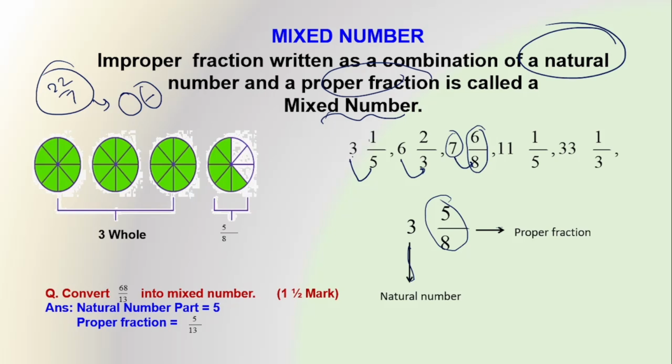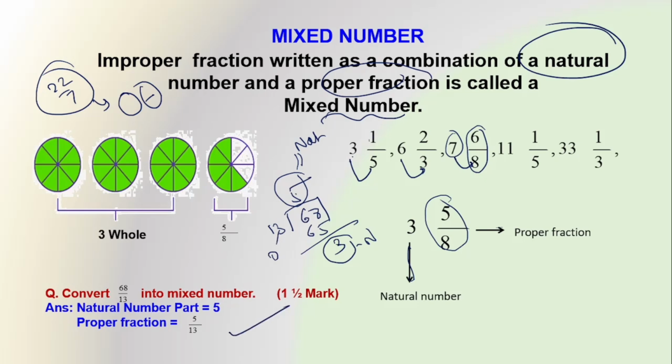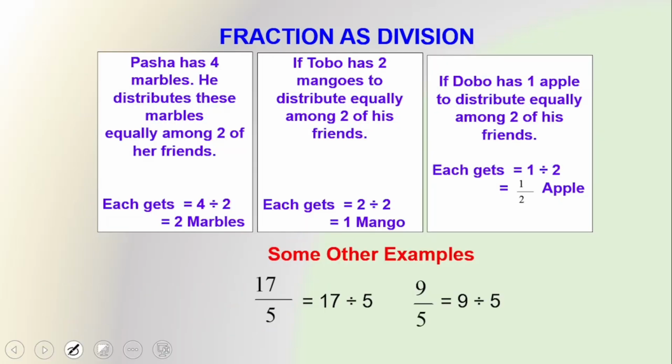Now convert 68 divided by 13 into a mixed number. How to convert? First you divide, 68 divided by 13. 13 times 5 is 65, the remainder is 3. Now this remainder becomes the numerator and the quotient becomes the natural part, and the denominator stays 13, that is 5 whole 3 by 13.